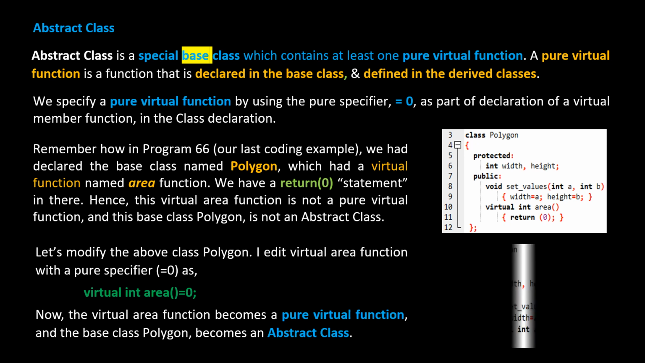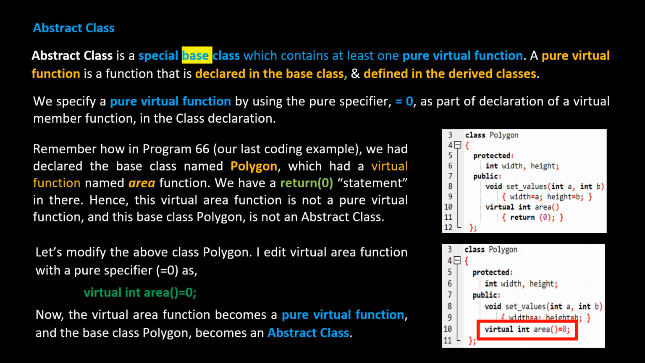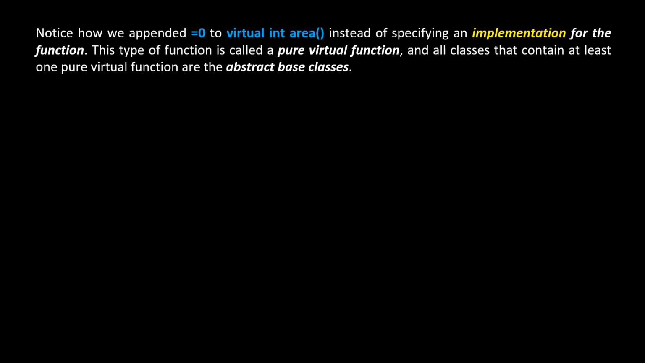I edit the virtual area function with a pure specifier equals 0 as virtual int area function equals 0. Now, the virtual area function becomes a pure virtual function, and the base class Polygon becomes an abstract class. Notice how we appended equals 0 to virtual int area function instead of specifying an implementation for the function. This type of function is called a pure virtual function, and all classes that contain at least one pure virtual function are abstract base classes.